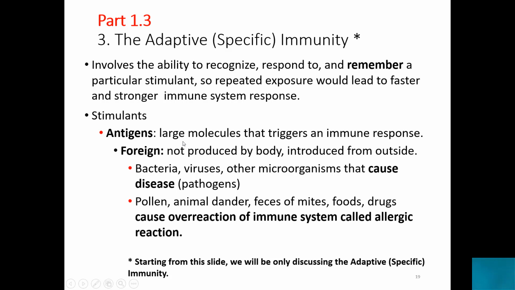Antigens. You remember that antigens are large molecules, proteins or glycoproteins that are located on the surface of cells or viruses, bacteria, that trigger an immune response. Most of the antigens are foreign. They are not produced by the body. They are introduced from outside. First example would be pathogens, bacteria, viruses, and all those other types of pathogens we listed earlier.